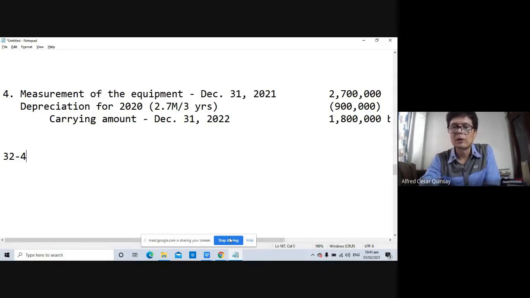So, may question pa ba tayo so far? If you have any questions, just kindly raise the question. Type 1 kung may question ka pa, type 2 kung wala na. Okay, so if you don't have any questions, we can adjourn this meeting.